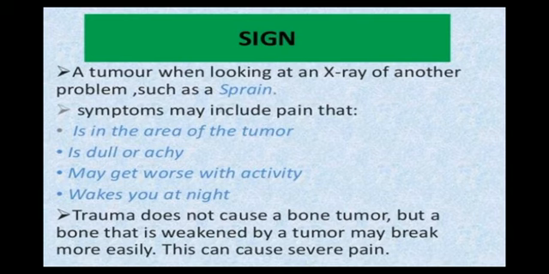Signs of the tumor. A tumor when looking at an X-ray of another problem such as pain, that means it can be confused with another condition that can be known as pain. Symptoms may include pain that is in the area of the tumor, is dull or achy, may get worse with the activity, wakes you at night. Trauma does not cause a bone tumor, but a bone that is weakened by tumor may break more easily, which can cause severe pain. These are the signs of bone tumor.